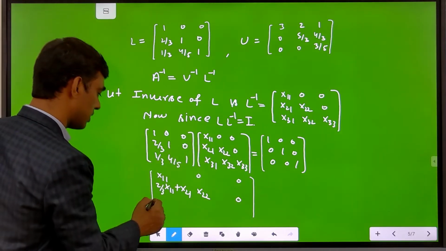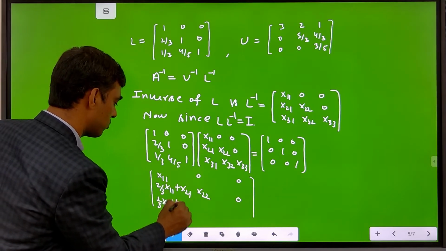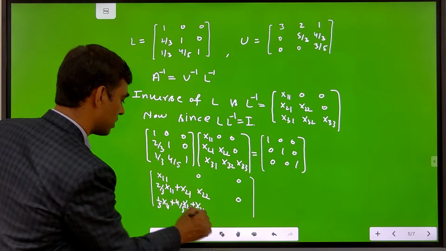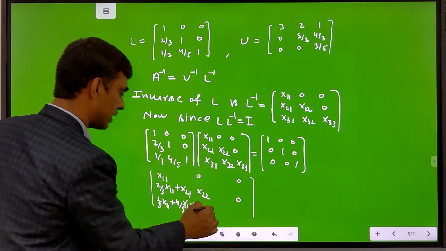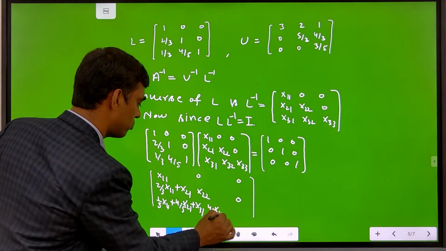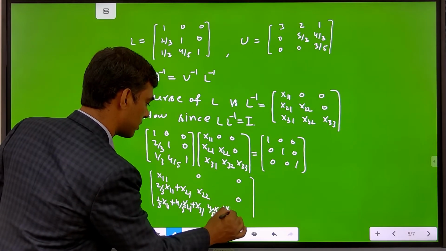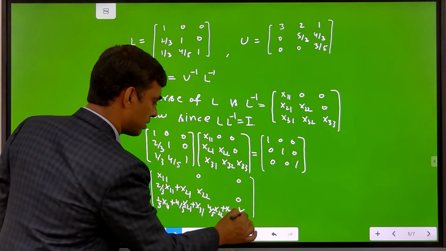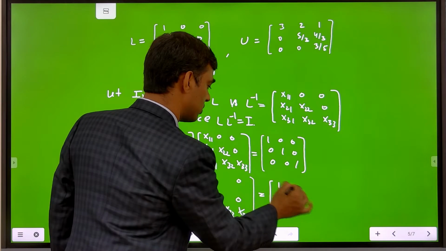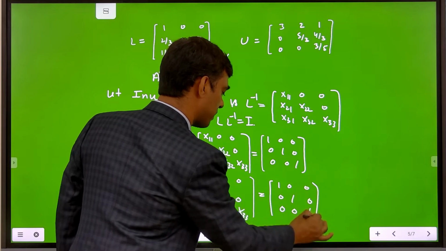And third row first column becomes 1/3 x11 plus 4/5 x21 plus x31. Third row second column becomes 4/5 x22 plus x32. Third row third column becomes x33. This one equals 1 0 0, 0 1 0, 0 0 1.